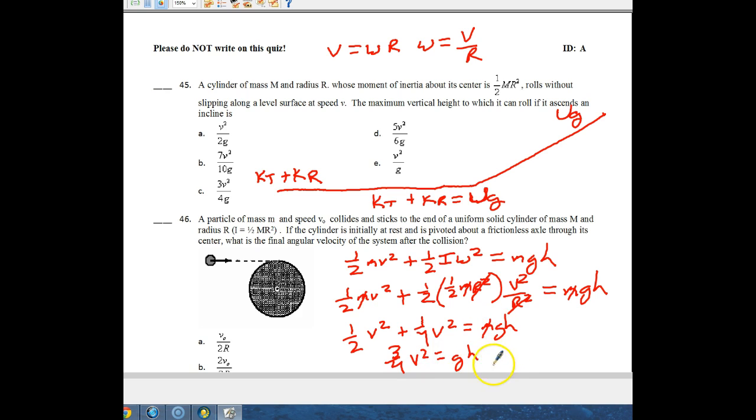I didn't mean for that m to be there. And it wants us to find the velocity. So our velocity here, it wants to know the maximum height. So we want to solve for h, and if we solve for h, it is going to be equal to 3v squared all over 4g. And that would be answer letter C. So pretty swift little problem, one that's pretty easy to solve as long as you can do your algebra.